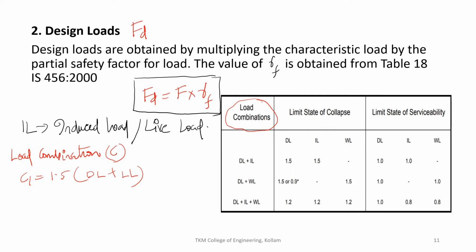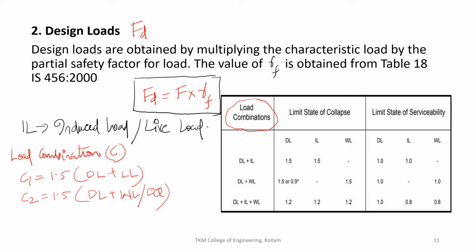Now the second load combination, C2: I will consider dead load and wind load. I will not consider the live load again. Then also the factor of safety is 1.5 into dead load plus wind load or earthquake load. We will not consider the wind load and earthquake load together. If we are considering wind load, then we will not consider earthquake load. It's because designing the structure for earthquake load, wind load and dead load together is very uneconomical. That's why we will consider either wind load or earthquake load, whichever is coming critical.